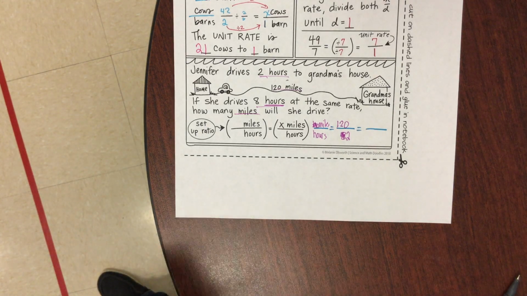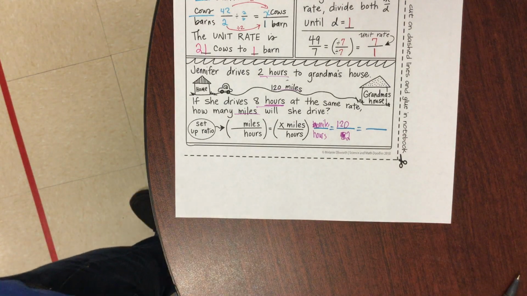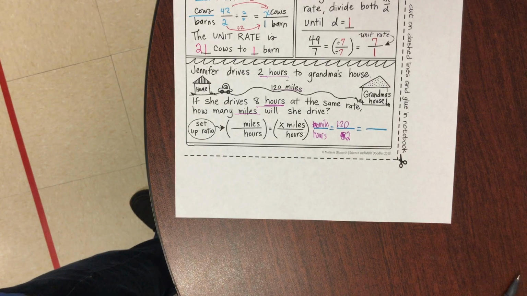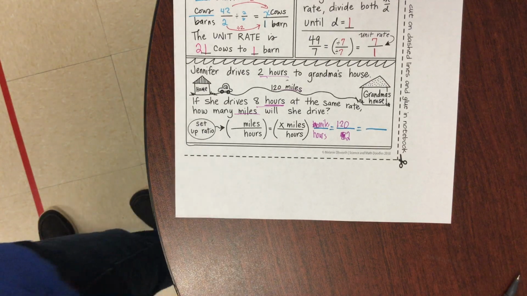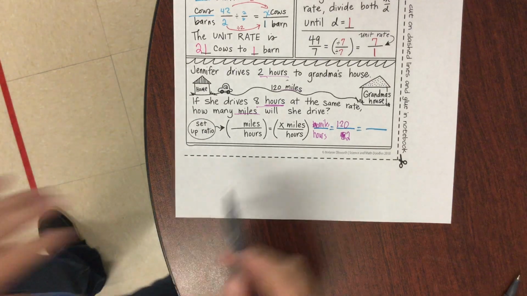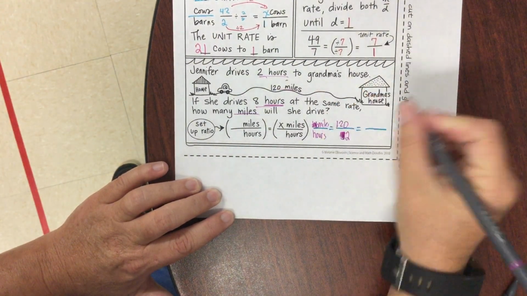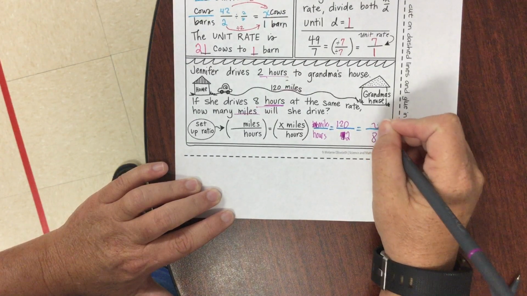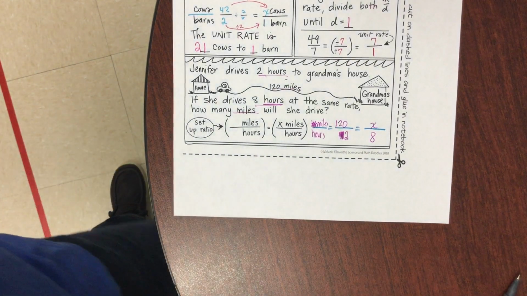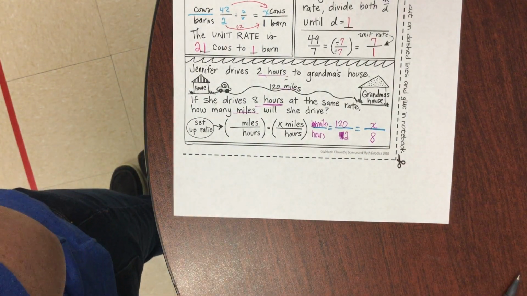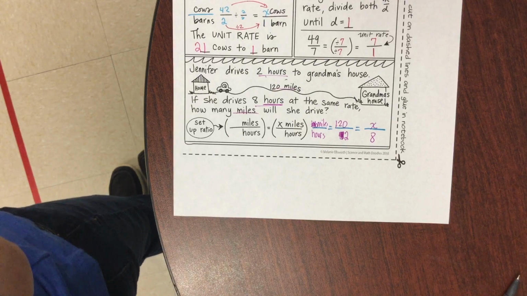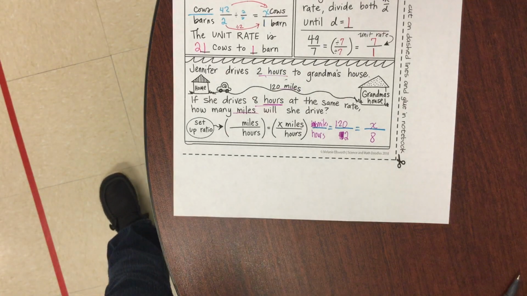Well, I can do one of two things. I can change it into a unit rate and find out how far she drove in 1 hour, then multiply it by 8. Or I can set up my proportion saying, okay, they gave me 8 hours, so where would that 8 go, top or bottom? Bottom. And then I can find out what it is, my x, correct? Using solving proportions. Could I do that? Yes.